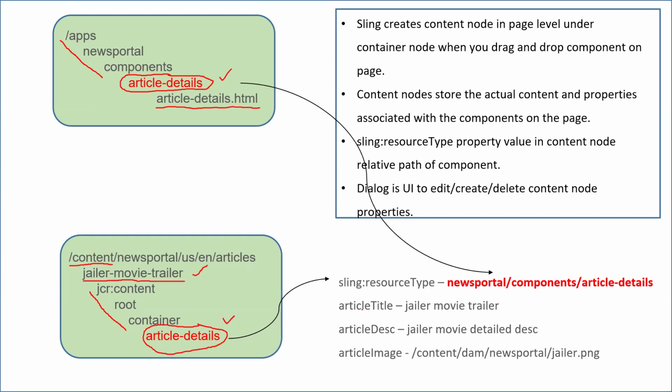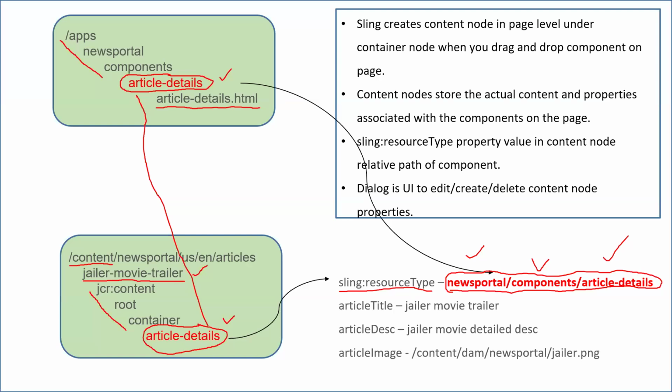This content node must have one property called sling:resourceType. The value of this property is your component path. But this is a relative path, not a complete path. If it is a relative path, it will check in the apps folder. So it will read this component path, go to the apps folder, and check news portal, then components, and then the article detail component. So this property is very important to connect a content node with a component.